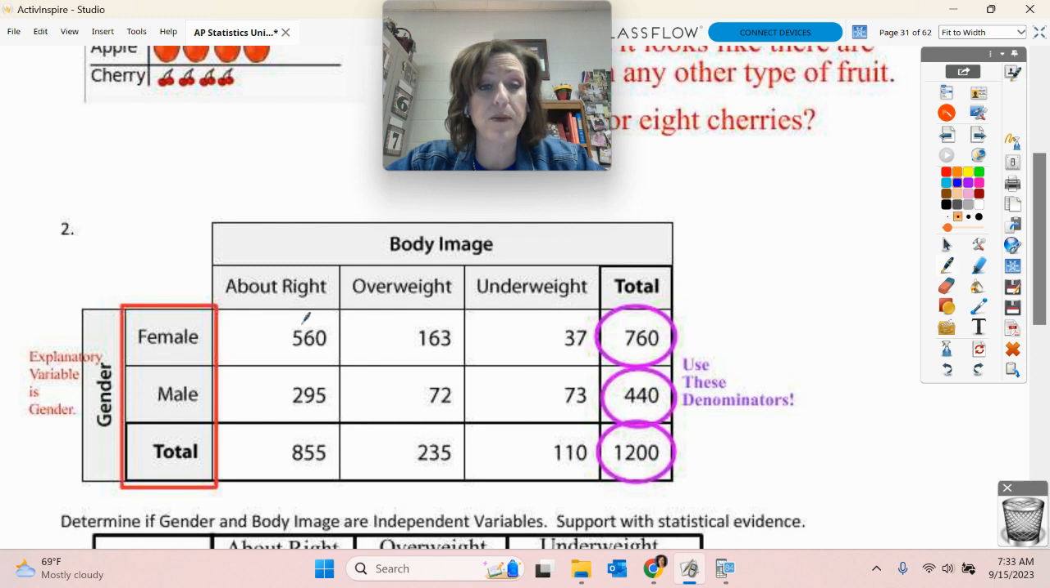So conditional probability is going to be these: female about right, overweight, and underweight, and the male about right, overweight, and underweight. So the conditional would be those values. The marginal would be this one with the totals, and that would give me the overall about right, overall overweight, and overall underweight.